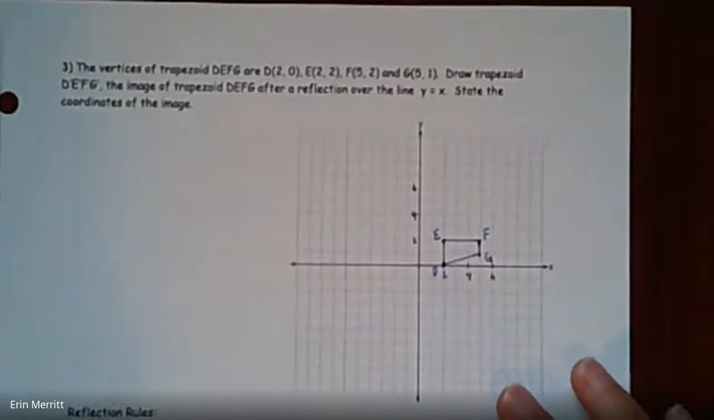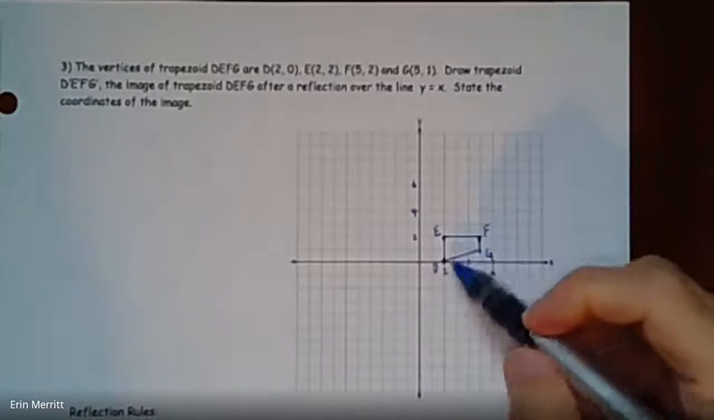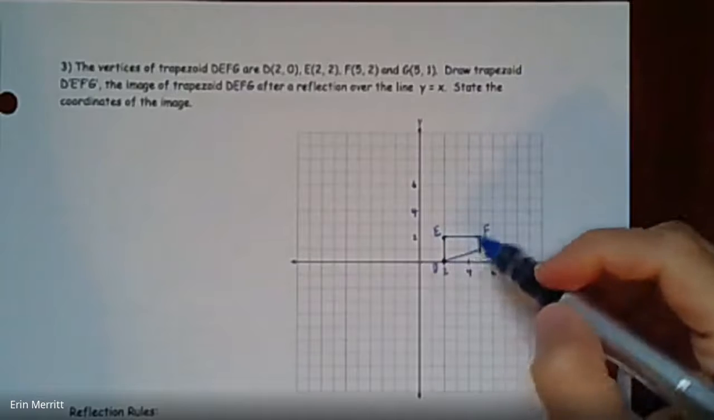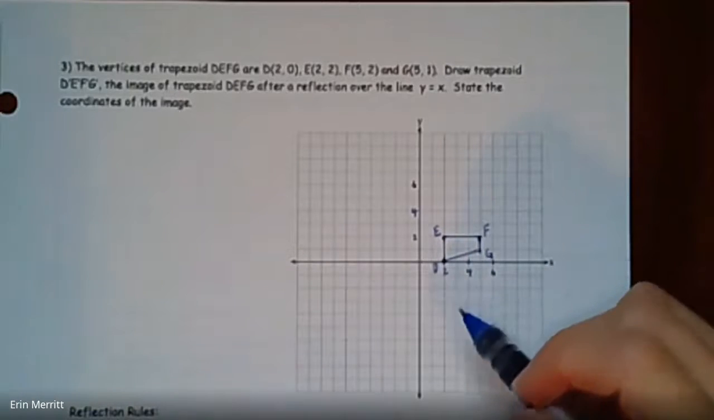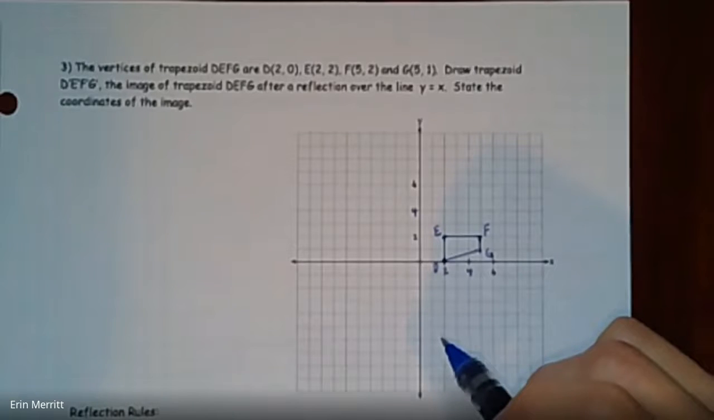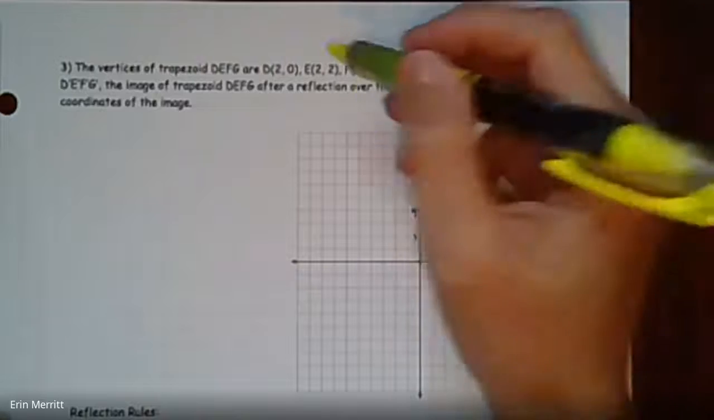So let's move on to number 3. Number 3 says we've got the vertices of a trapezoid here. So D, E, F, G. So trapezoid, one side's parallel, one side is not. All right. Draw the trapezoid, which I already did, and the image of the trapezoid after a reflection over the line y equals x.